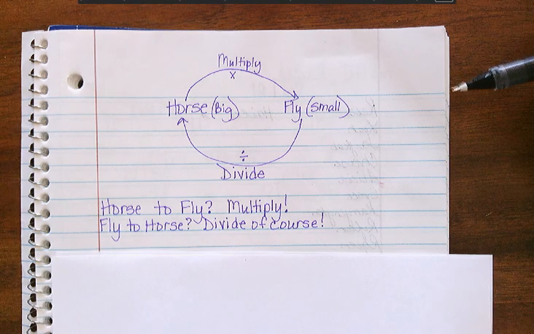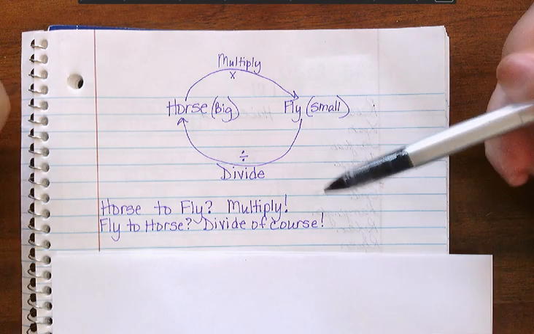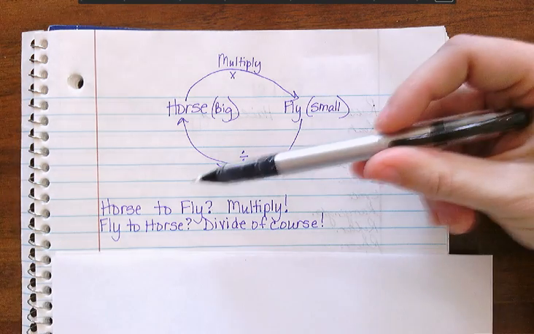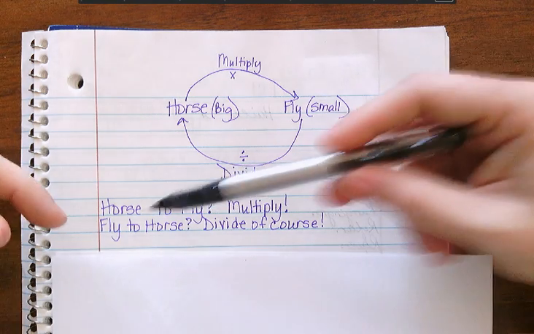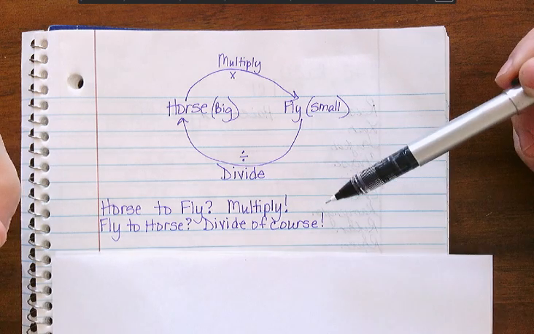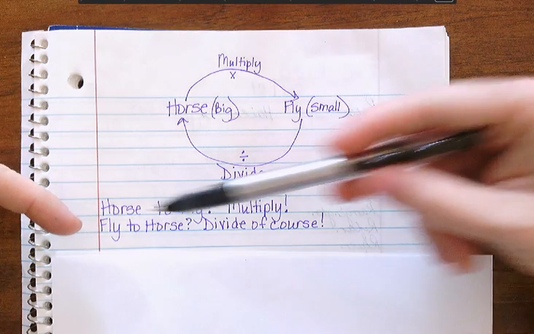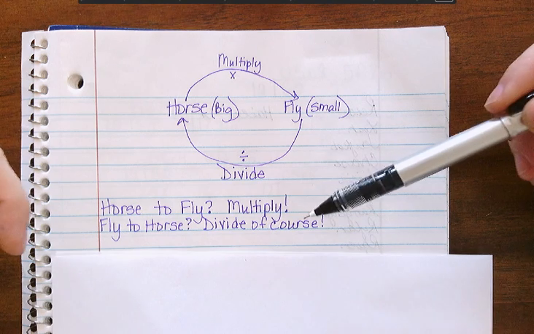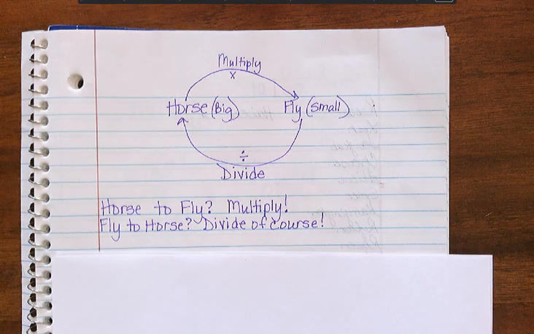Another thing that you can do is remember the rhyme. Horse to fly, well, of course you multiply. Horse being the larger measurement to a smaller measurement. Fly to horse, divide, of course. That is the smaller measurement to a larger measurement. Then you're going to be dividing that measurement, of course.